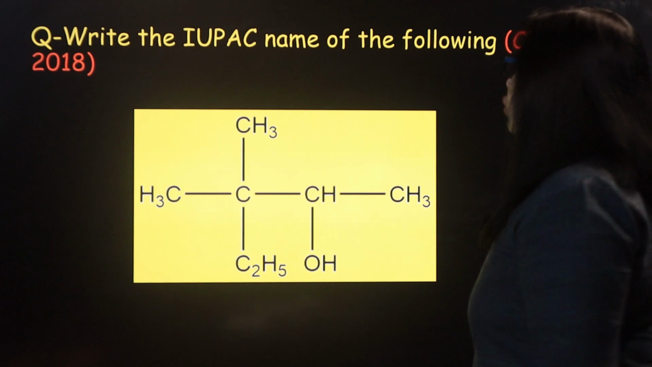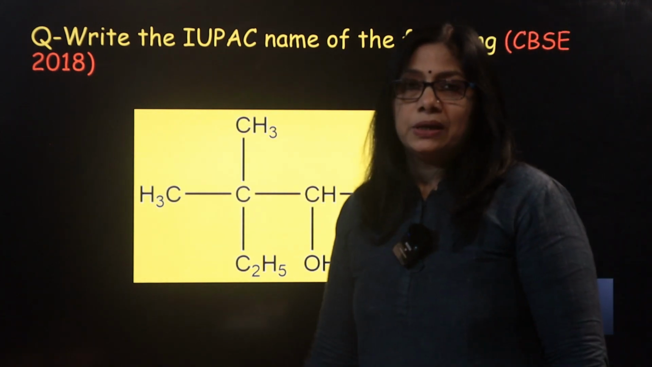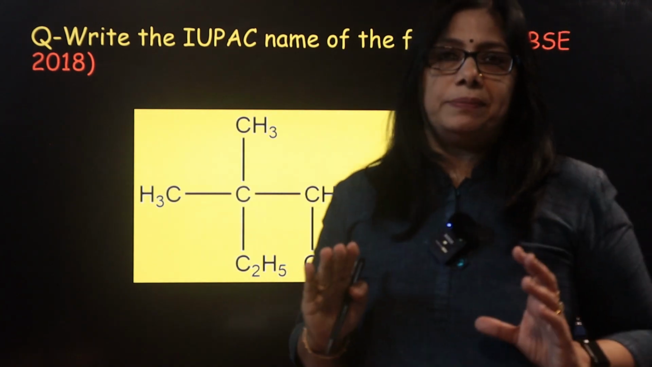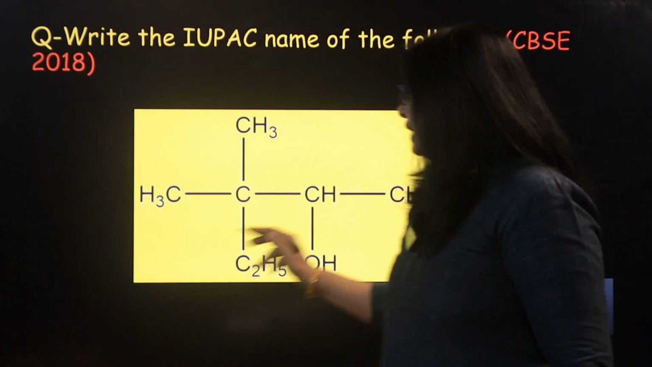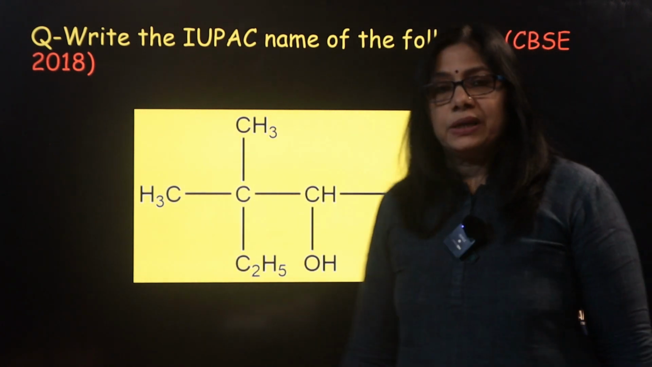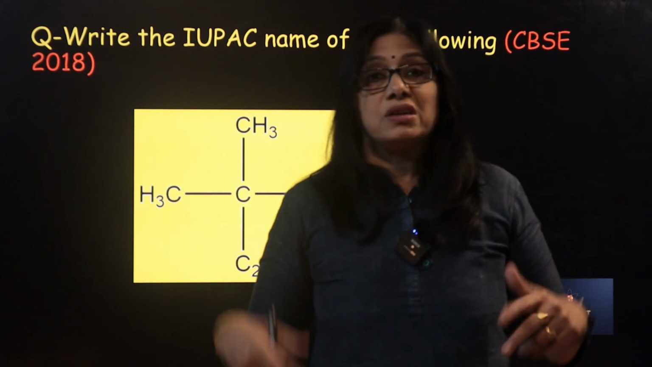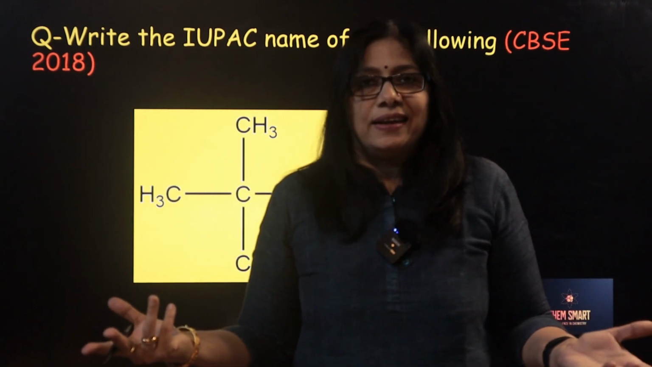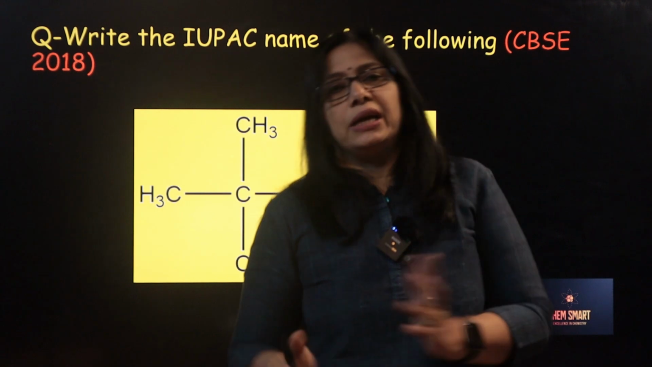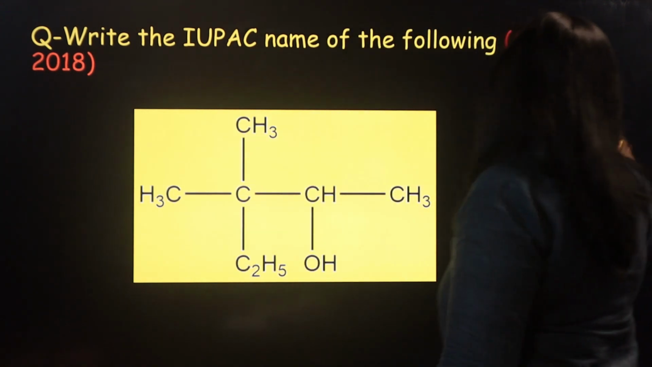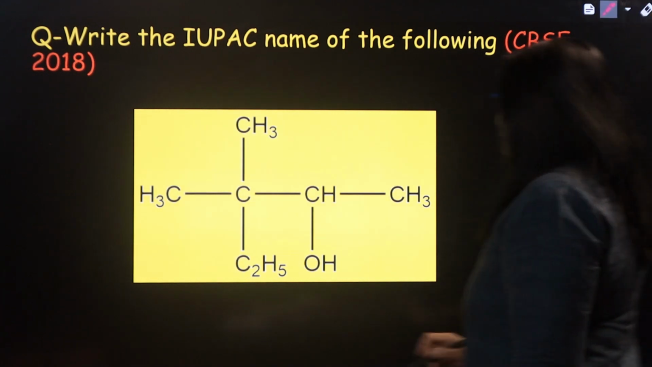Now you have to write the IUPAC name of this compound. This is also a bit tricky because an ethyl group is given here. Ethyl group is given means in such a case you will have to expand it. Understand? Many students fail to do it and they get a wrong name and 0 mark. Okay. So let us see how to do this.